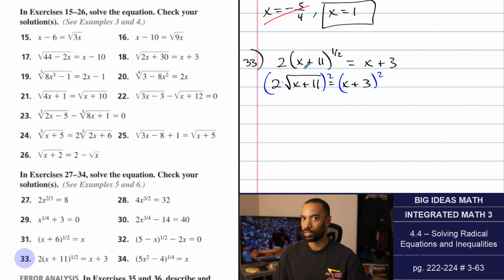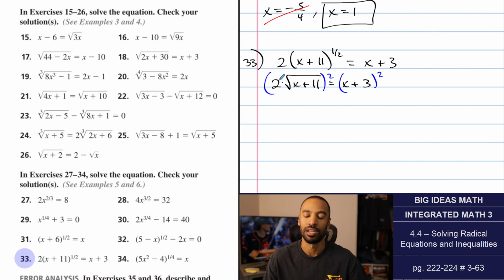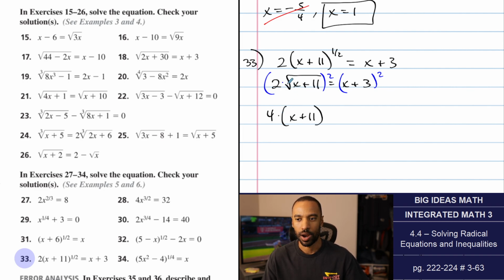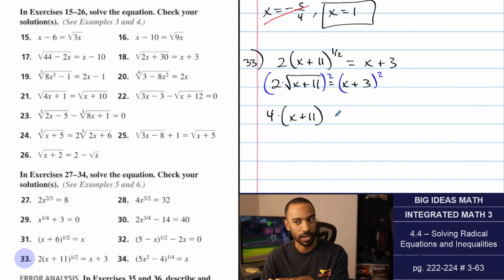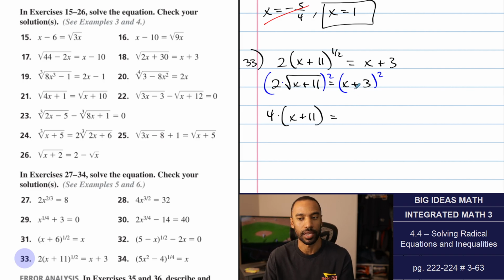And I say that well knowing student behavior, so I've got to warn you with that. Here's the other thing to warn you about. This is 4 times the quantity x plus 11. You square the 2, you get 4. You square the square root of x plus 11, you get x plus 11. It's the quantity. So just keep that in mind when you're doing it. So I'm going to square from that stage. It wasn't isolated, but it didn't hurt me.